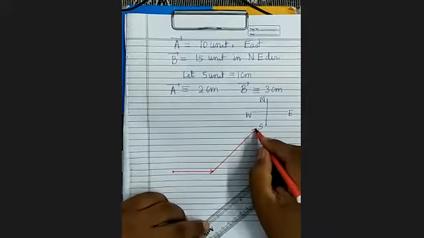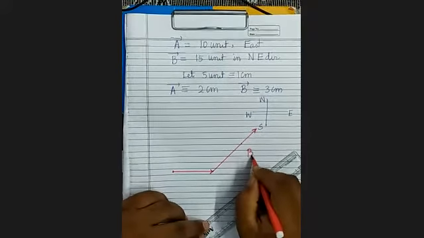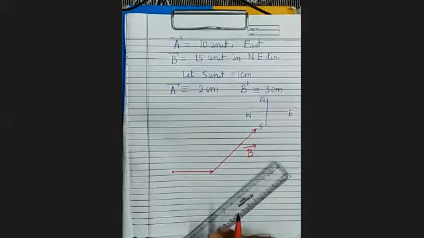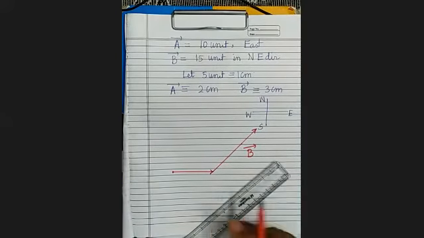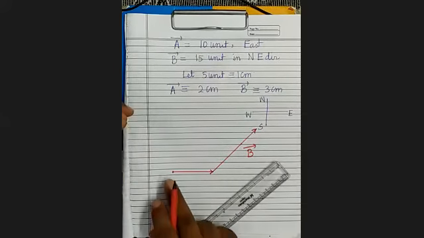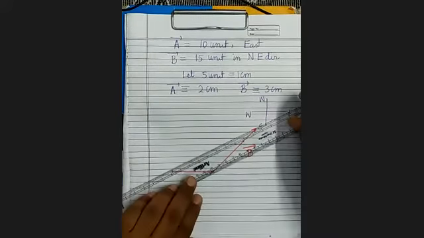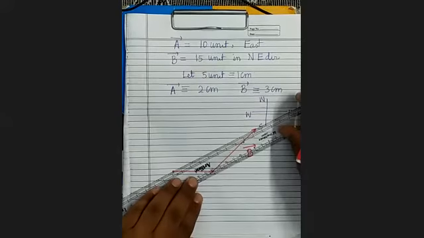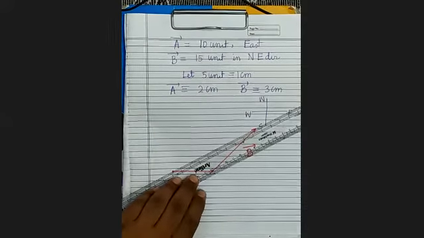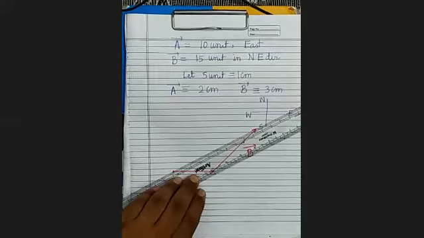This is the vector B. What will be the resultant? Same, joining tail of first to the head of last. So it will represent the resultant. You can join this.